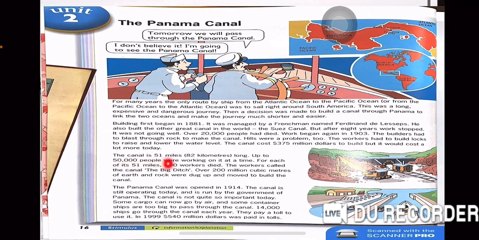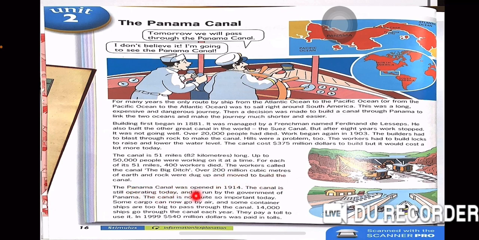The canal is 51 miles, 82 kilometers long. Up to 50,000 people were working on it at a time. For each of its 51 miles, 400 workers died. The workers called the canal the Big Ditch. Over 200 million cubic meters of earth and rock were dug up and moved to build the canal.